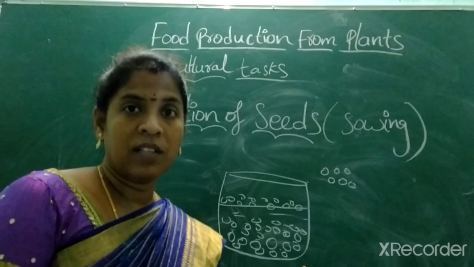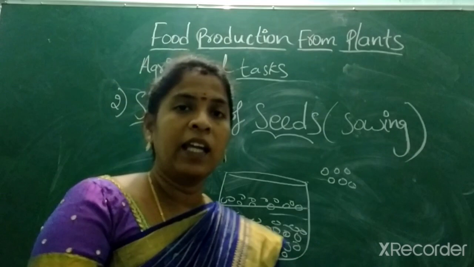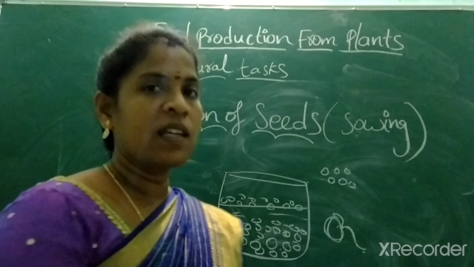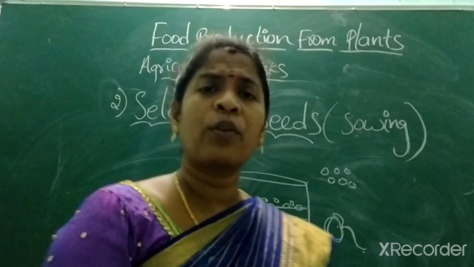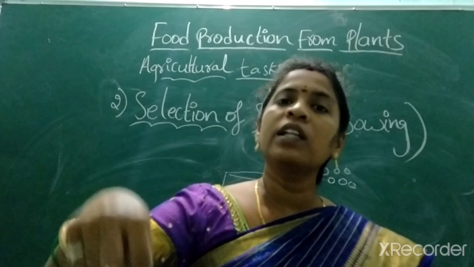Here, the ones which are on top are all damaged. They remove all the damaged ones, and the good seeds they tie in a cloth and keep in a dark room. If a small sprout emerges, then those seeds are sown in the soil. Nowadays, farmers are not following all these methods. They directly take seeds, choose some company seeds, and directly sow them in the soil after plowing and close it.